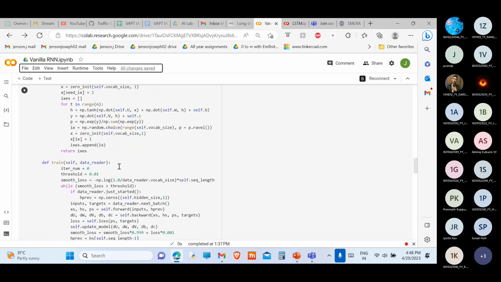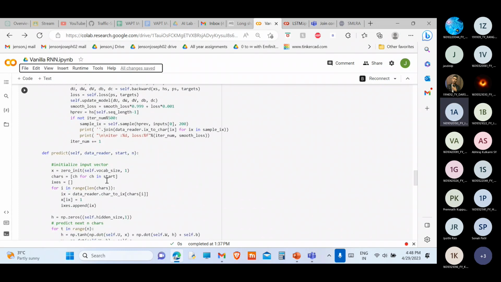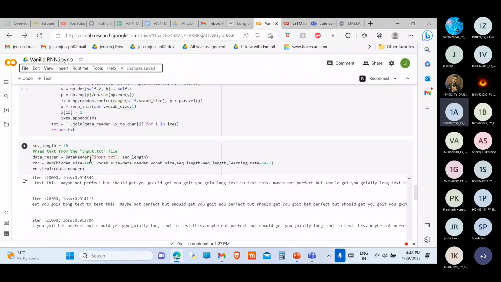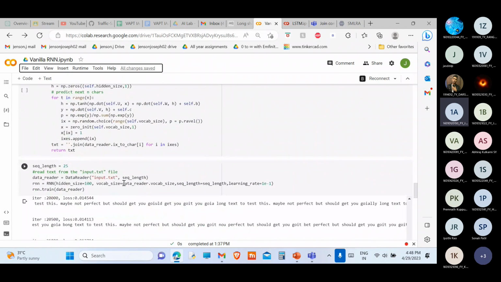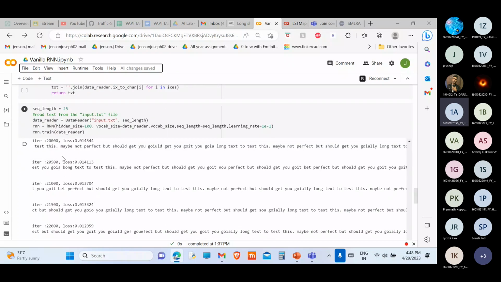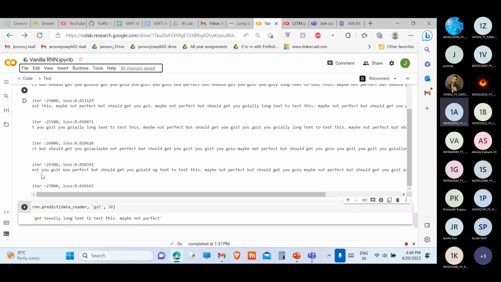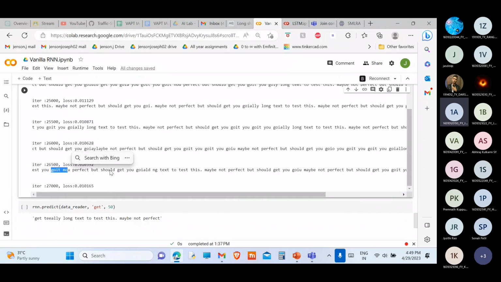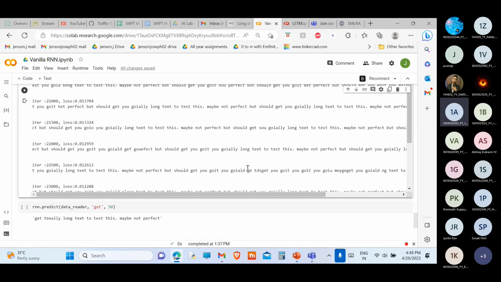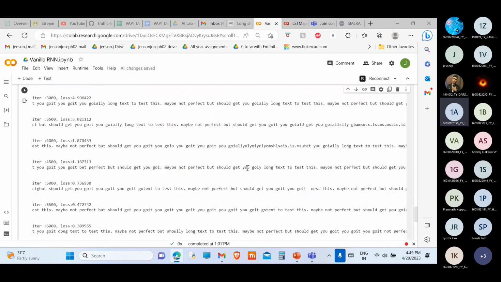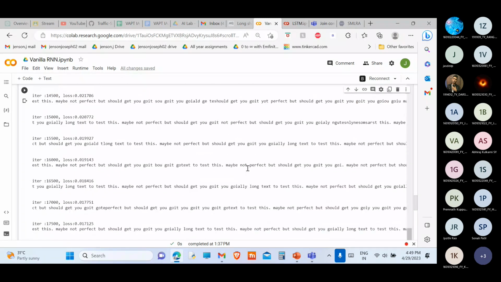And if you see, this is to train it, and this is to predict. If I give it a sequence length of 25, it has to read the data from the input which I gave it. When I train it, initially it gives some nonsensical words, but it becomes better and better, even if there are still some mistakes in it. Some words don't make sense. But since the input data is very little, there's nothing much it can say. It doesn't have a lot of variety.